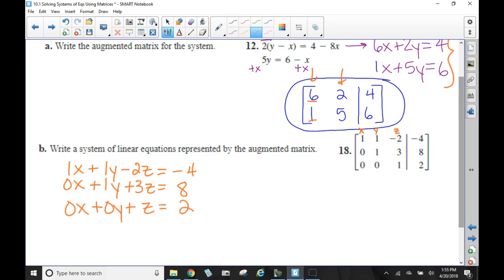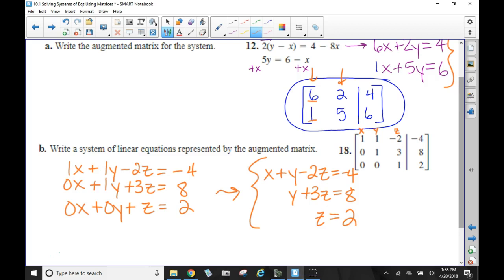Now, that's fine how you have it, but we want to clean this up. The top equation for our system is simply x plus y minus 2z equals -4. The middle equation, and we usually scooch over a little bit, is just y plus 3z equals 8. And the last equation, most simplified, is just z equals 2.